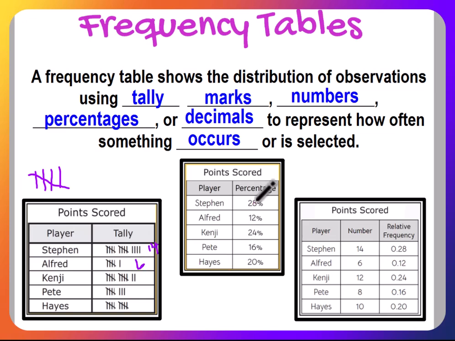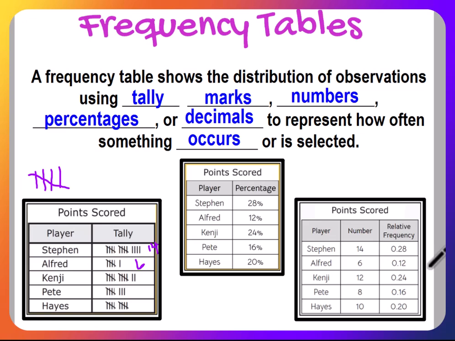Okay, then you have it where it can show the percentage. Hey, Stephen scored 28% of the points. Alfred scored 12% of the points, and so on. Or you could be given the relative frequency in decimal form. Stephen scored 28 hundredths of the points. Alfred scored 12 hundredths of the points. Okay, Pete scored 16 hundredths of the points.